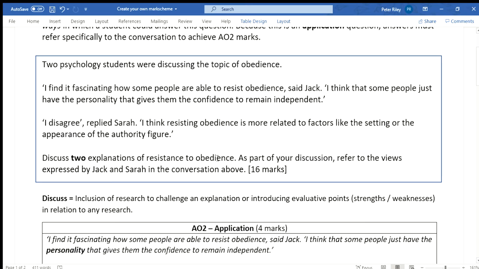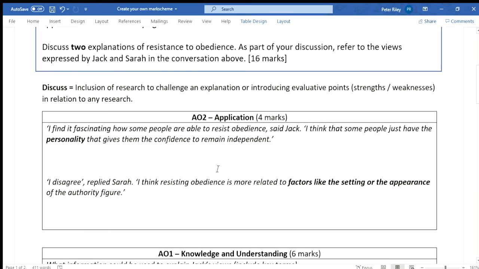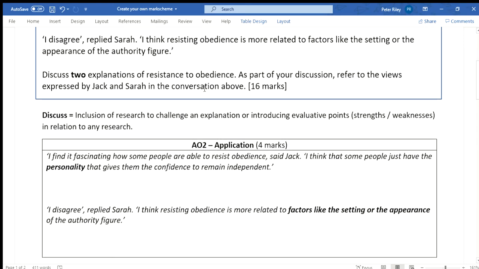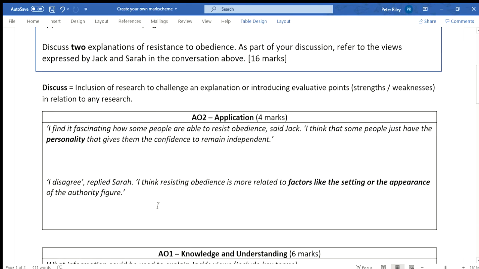Because we're creating a mark scheme, we have to create a mark scheme that includes the detail that gives us access to full marks. So we don't have to go extensive. We know that there's quite a lot of information that relates to why individuals remain independent and resist obedience. However, because it's an application question, we're only talking about Jack and Sarah. So it makes far more sense that we focus on the application and the conversation first, before then starting to consider how much information or all the different potential research studies and findings that we could include in our mark scheme for the AO1 and the AO3 marks.